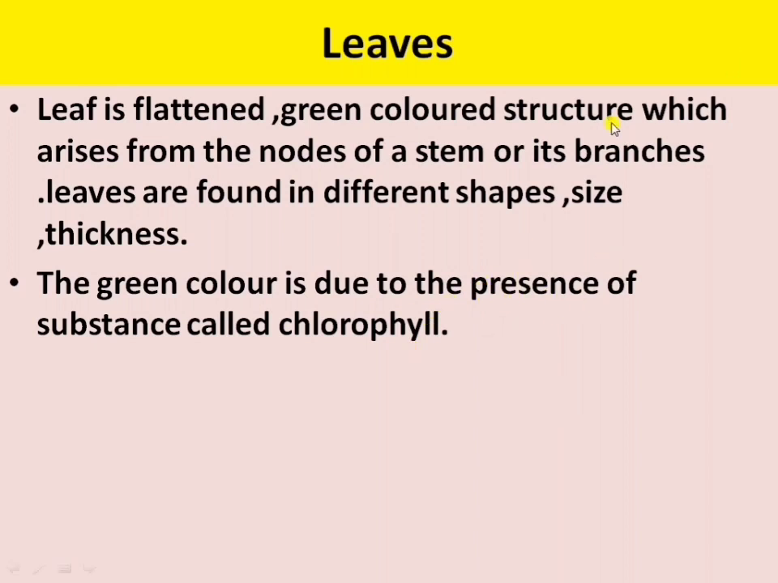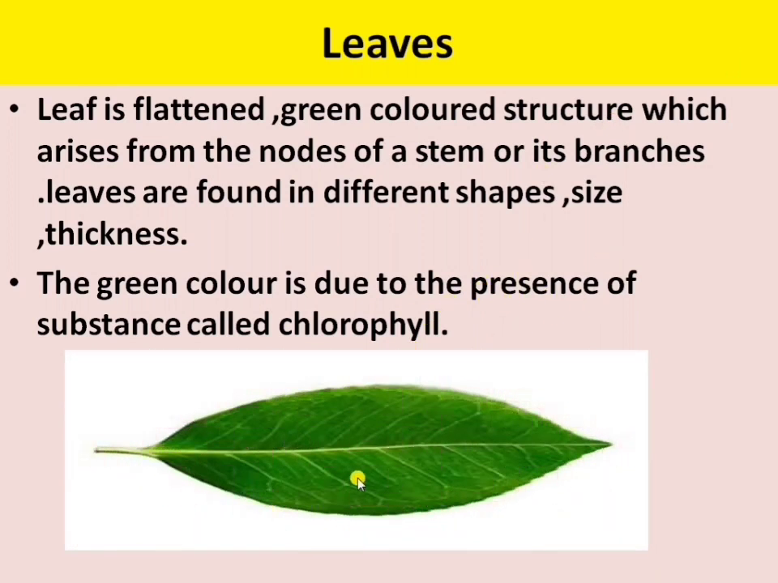As you can see in this picture of leaves, a leaf is a flattened green structure which arises from the node of a stem or its branch. Leaves are found in different shapes, different sizes and different thicknesses. And this green color is due to the presence of chlorophyll.